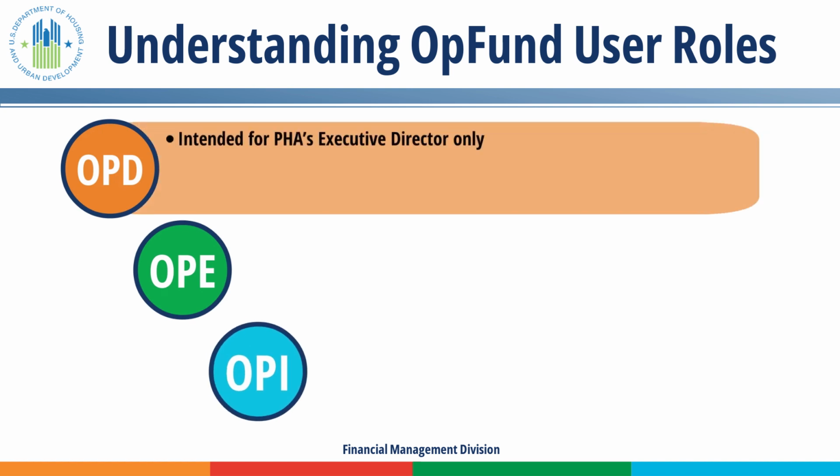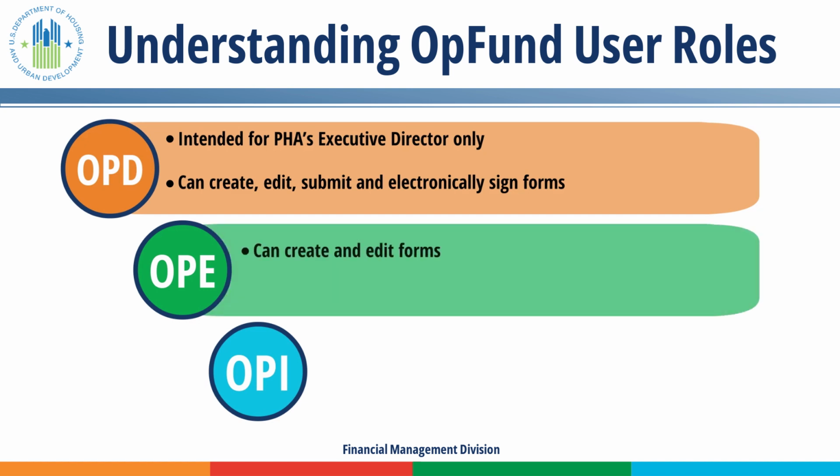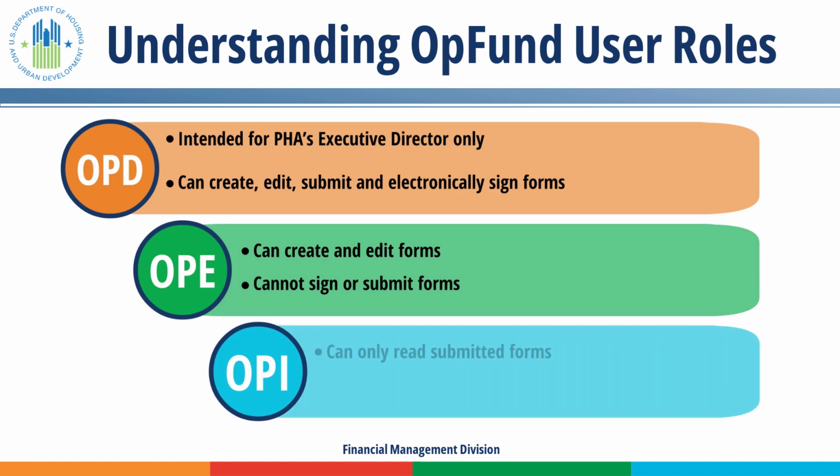The OPD user role is intended for a PHA's executive director only. This user can create, edit, and submit the forms and electronically sign them. The OPE user can create and edit forms, but they can't sign or submit the forms. The OPI user can only read submitted forms. They can't create, edit, sign, or submit forms.